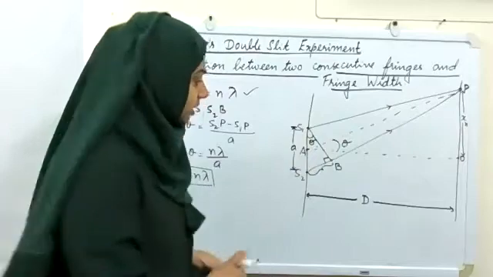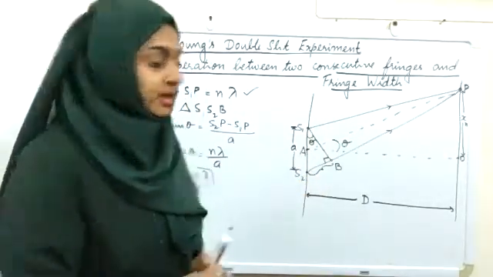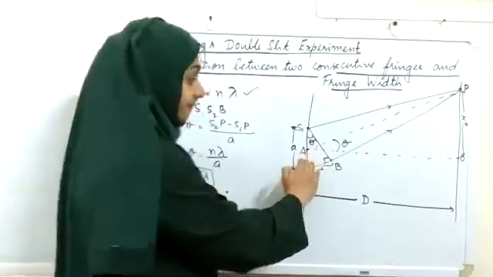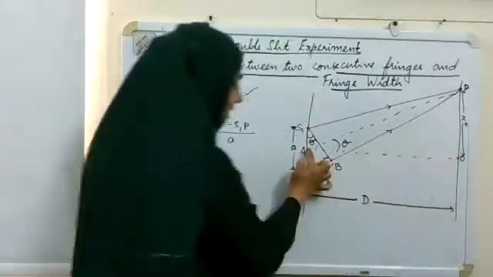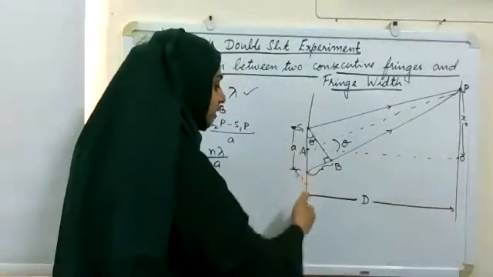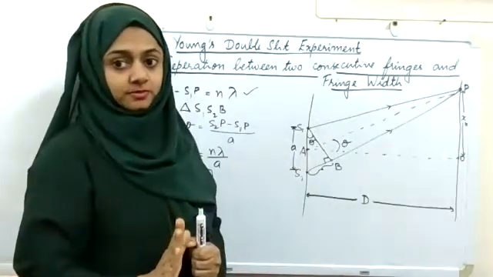Can you repeat again? I mean, perpendicular. Which one is perpendicular? Perpendicular, I am telling. This line AO and S1, S2 are perpendicular to each other. Is that clear? Yes, teacher, that's clear.